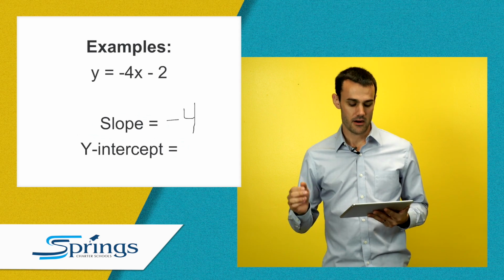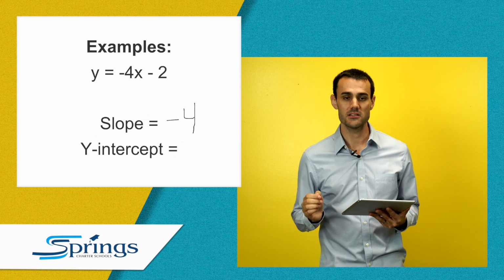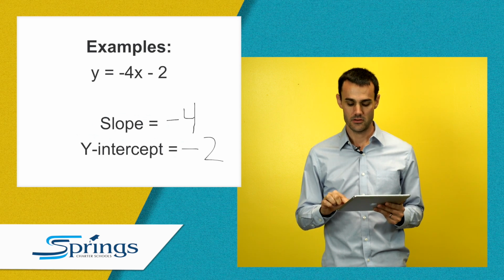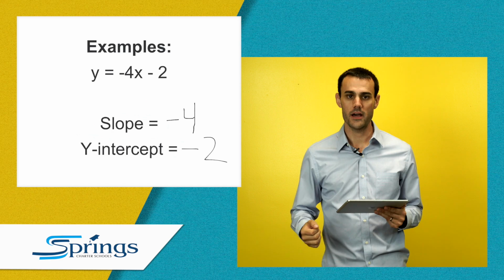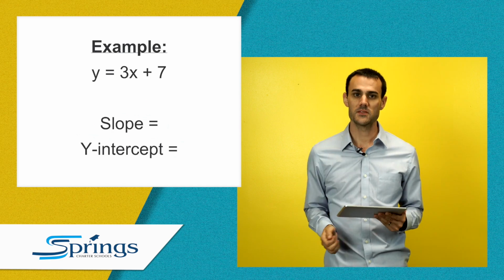Okay, now, our y-intercept is that second number. And remember, the y-intercept is where, when that equation is graphed, the line crosses the y-axis. And in this case, it's negative 2. All right. So we can say here that the slope is negative 4 and the y-intercept is negative 2. Pretty easy, right? Try this one on your own.